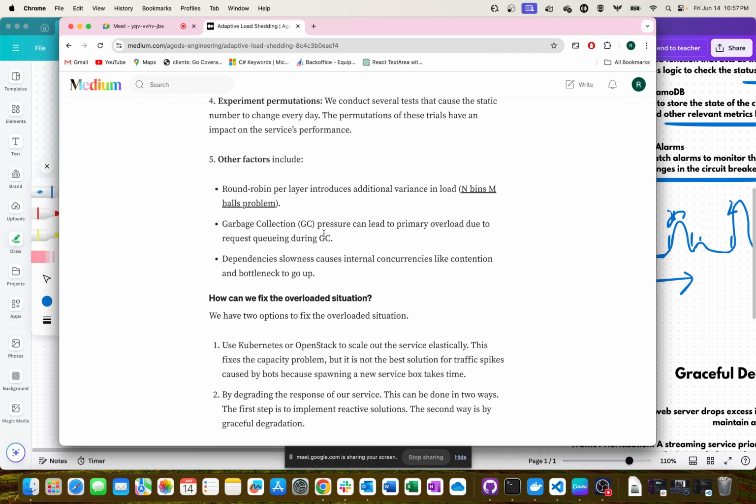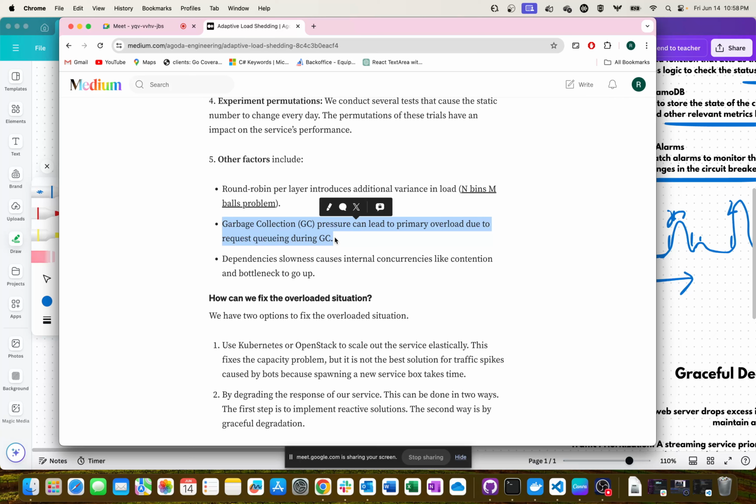Yeah, so this is a line that seems very interesting to me. Garbage collection pressure can lead to primary overload due to request queuing during garbage collection, right? Does anyone understand this line? Why garbage collection? I can try.